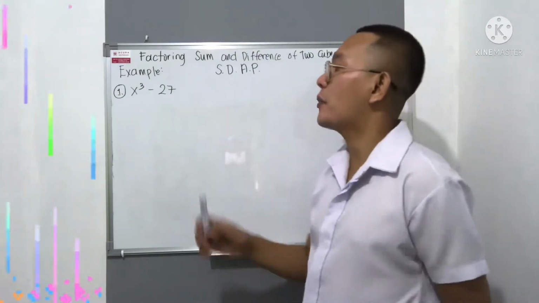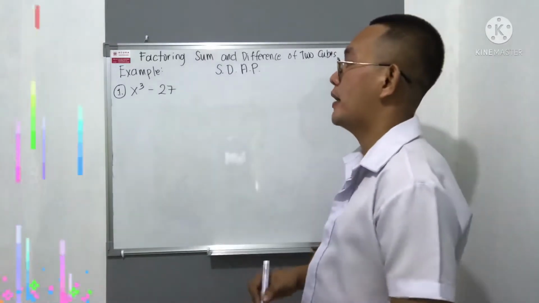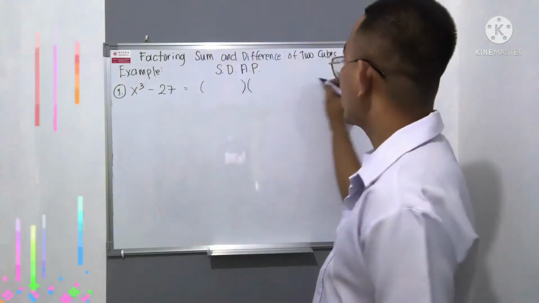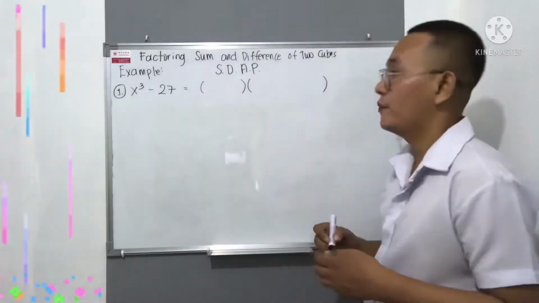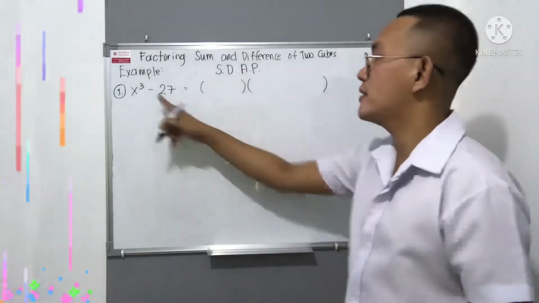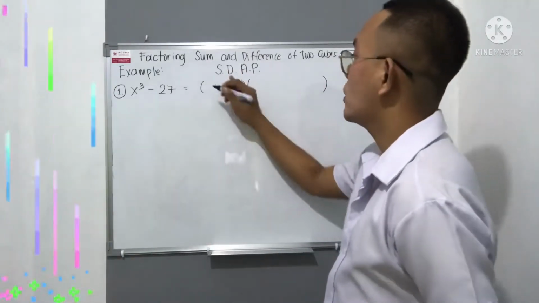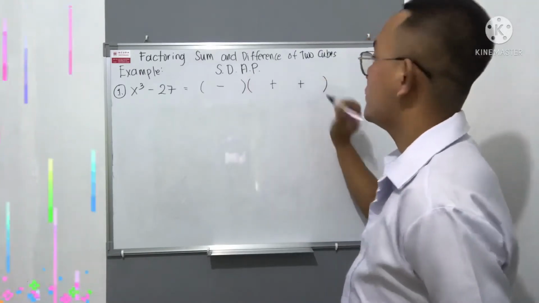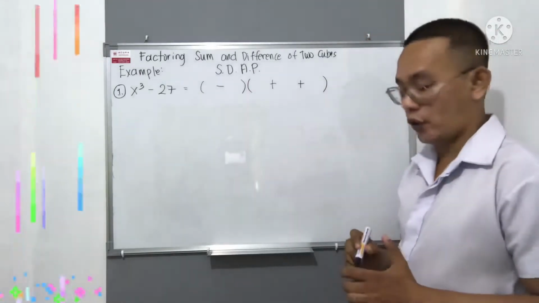So balik tayo sa example natin, x cubed minus 27. Gagawa lang tayo ng dalawang factor, isang maliit na parenthesis at isang malaking parenthesis. Ibig sabihin ng SOAP natin, same sign natin, so minus. Opposite of minus is plus, and then always positive. So ganyan lalabas yung factor natin.